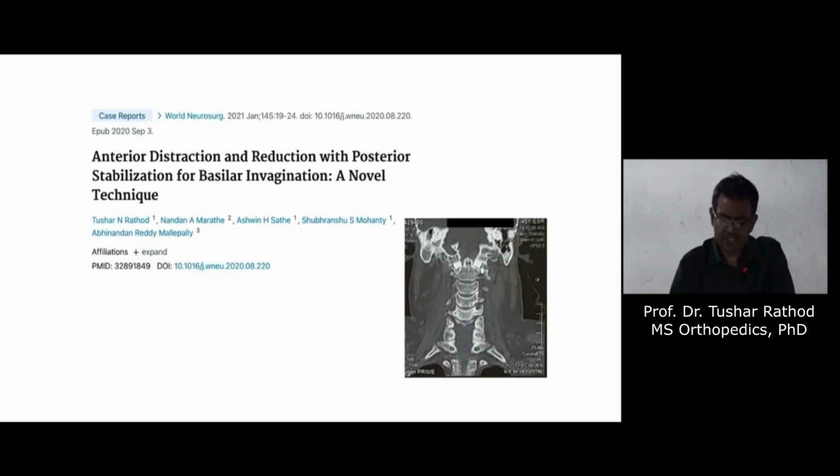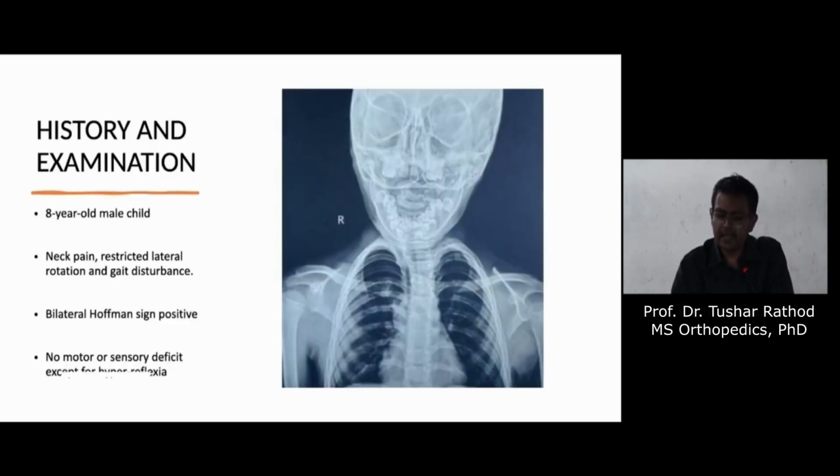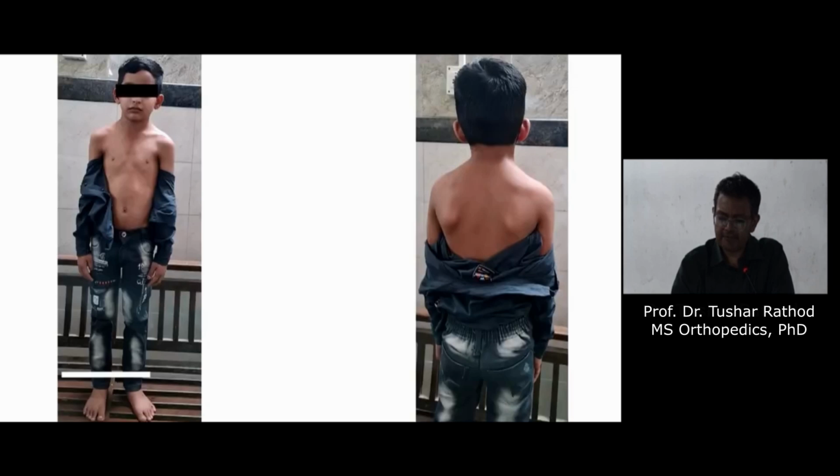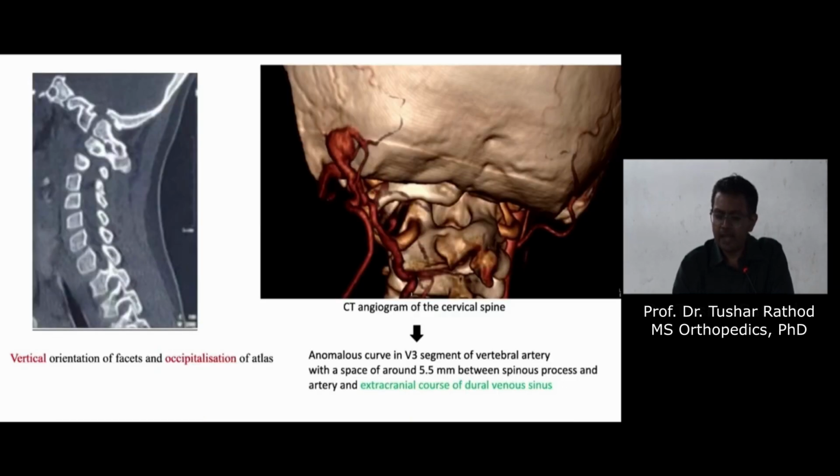This we have published. For lack of time I will not go into the detail. Another young patient, a child with cervical myelopathy and low-set hairline. You can see that the vertebral artery on a 3D multiplanar reconstruction is just 5 mm away from the spinous process, and if you're not well prepared and you go in, you are likely to injure the vertebral artery.